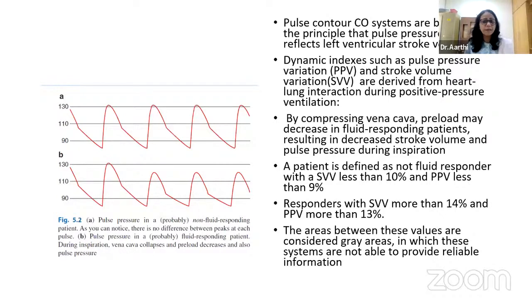A patient is defined as a non-fluid responder if the stroke volume variation or the pulse pressure variation is less than 9%. There is always a gray zone between these two numbers, 9 to 13%, where the clinician has to take a decision with respect to the clinical manifestations or move on to a different modality of invasive hemodynamic monitoring. Looking at the picture, picture A represents pulse pressure variation in a non-fluid responding patient, and B represents the pulse pressure change in a fluid responsive patient.